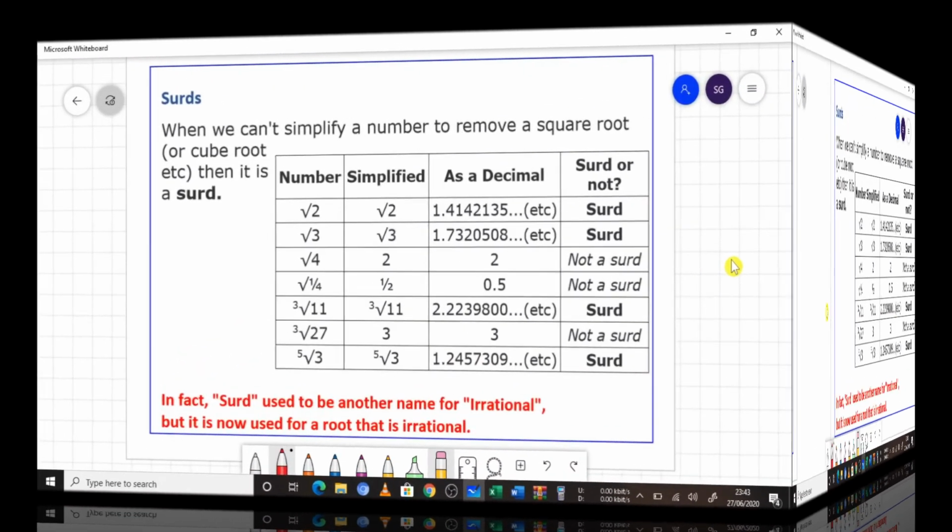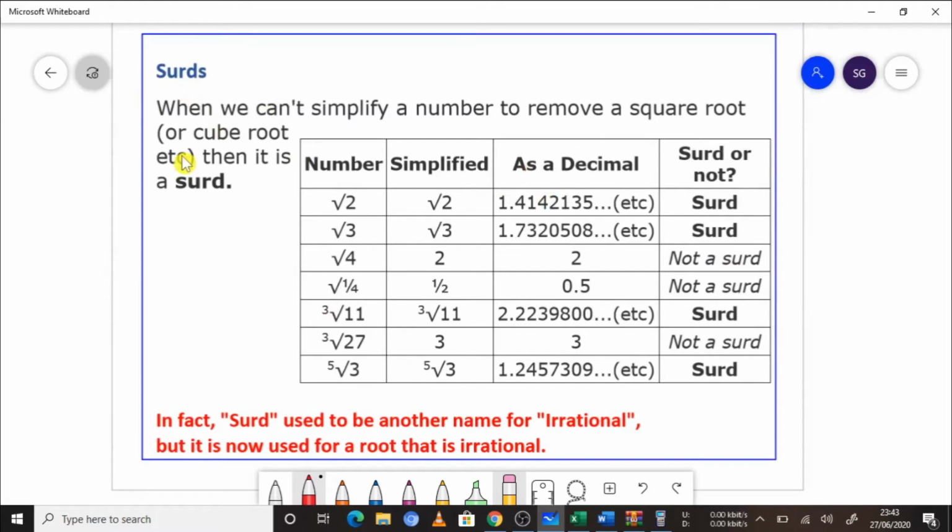Before we go on to rationalization, let's see what surds are. When we can't simplify a number to remove the square root or cube root, etc., then it is a surd. For example, square root of 2, you can't do anything to simplify it and get rid of the square root sign. As a decimal, it is 1.4142135. So is it a surd? Yes, it is a surd. It's an irrational number. It doesn't repeat, it doesn't end. Similarly, square root of 3 is a surd, but square root of 4, you can get rid of the square root sign here. This is 2, and hence it is not a surd. It's not an irrational number.